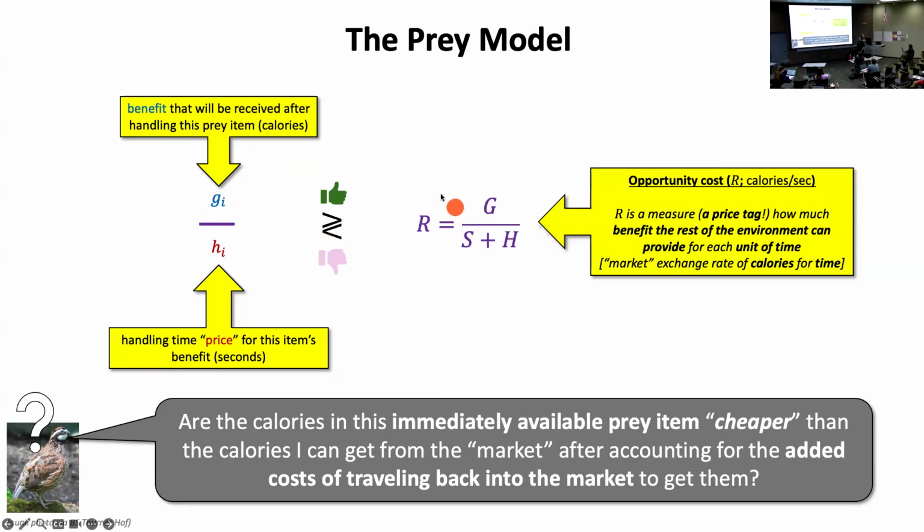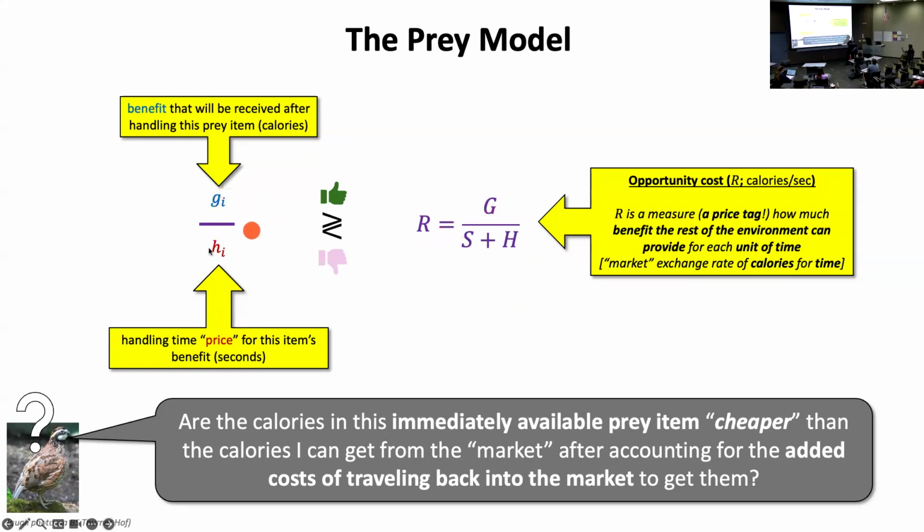And then this over here is how much gain per unit time I get from searching for other items and eating those other items. So I go back to search, I eventually find other items, and so on and so forth. This is an opportunity cost rate for units of time. So I could multiply both sides by H, and I'd be comparing calories to calories.